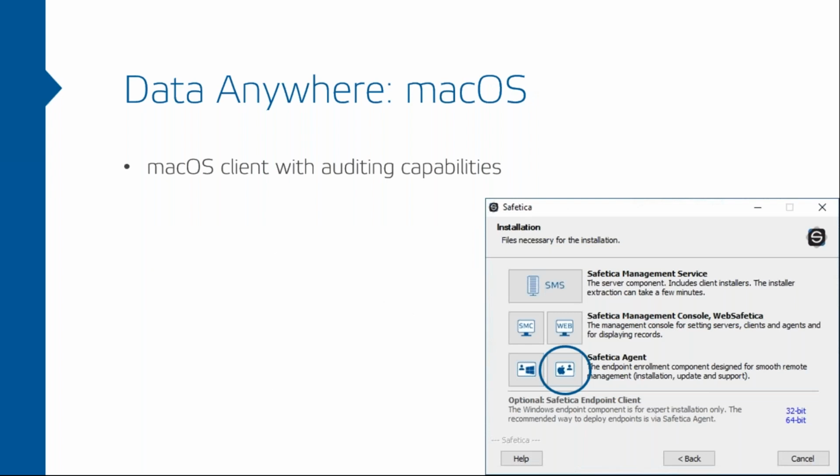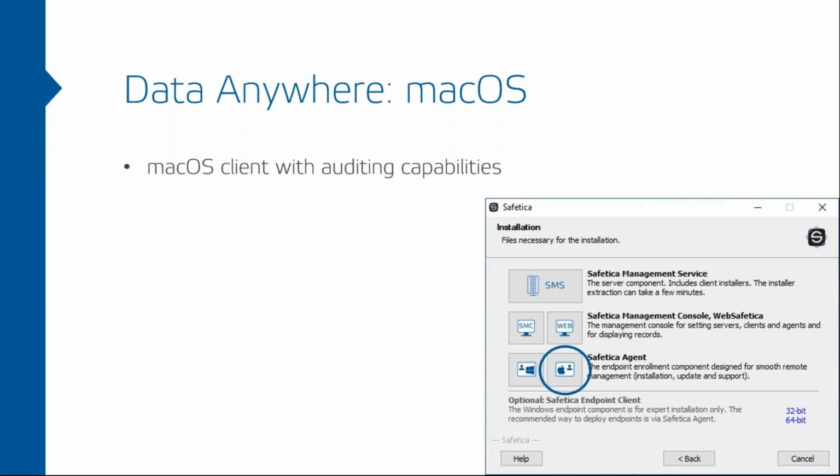So as mentioned previously in the introduction, Safetica 9.3 comes with a macOS client. It can be either installed from the installer, as you can see on the screenshot, or you can get the macOS agent extracted using the desktop console. And it works in a very similar fashion as our Windows client. The agent installs the client, and the client takes care of the protection.